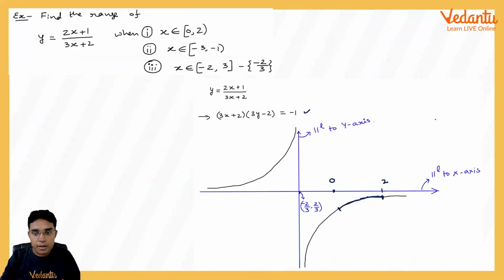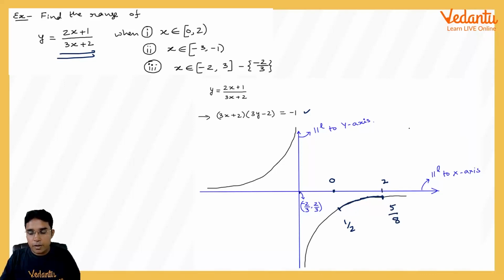So here what I was saying, for x from 0 to 2, you can put x is equal to 0 here and you will be getting 1 by 2. And if you put 2 here, then it will give you 2 into 2, 4 plus 1, 5 upon 2 into 3, 6 plus 2, 6 plus 2 is I think 8.